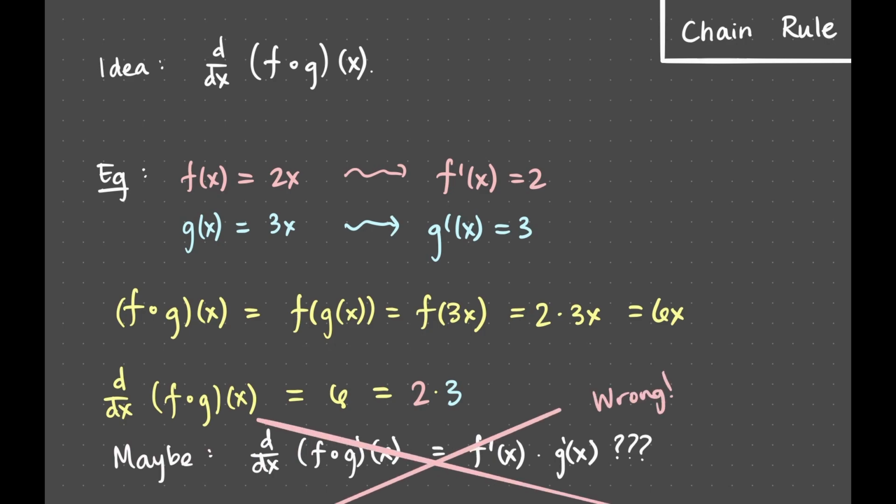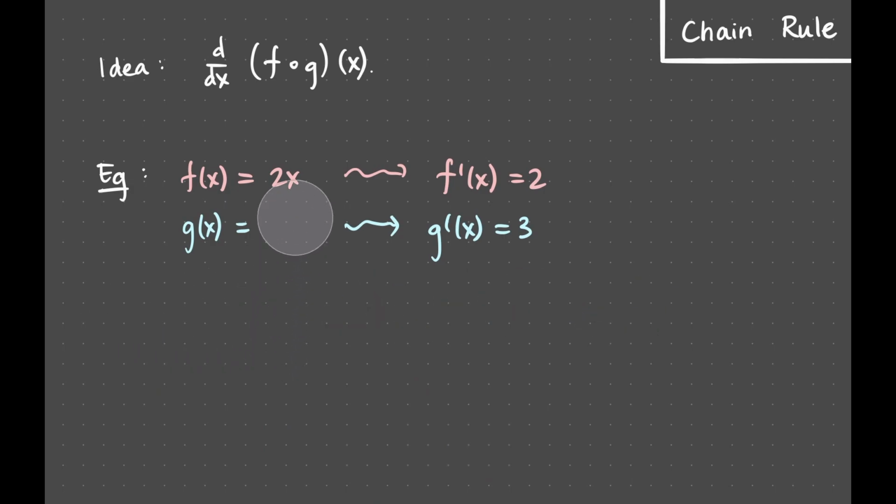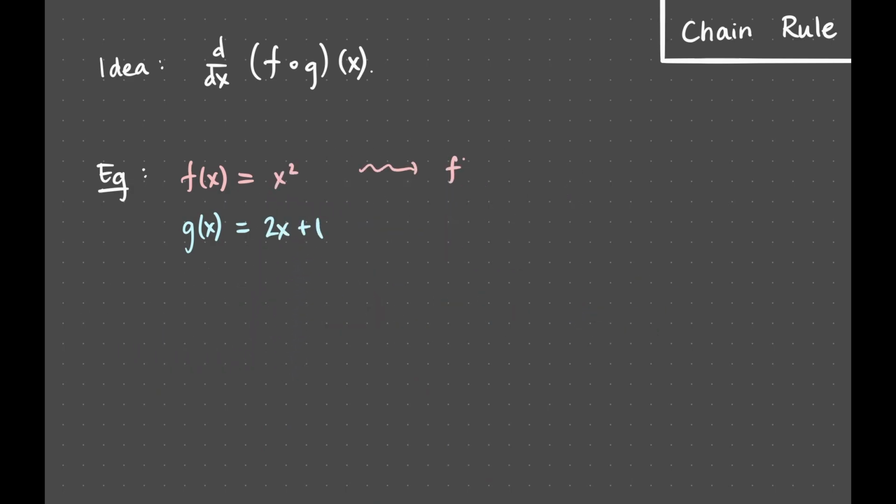Let's look at another example to see why. Suppose that f of x is x squared and g of x is 2x plus 1. The derivatives of f and g are 2x and 2, respectively. From our previous observations then, we might guess that the derivative of the composition should be their product, namely 2x times 2, which is just 4x. But this turns out to be wrong.